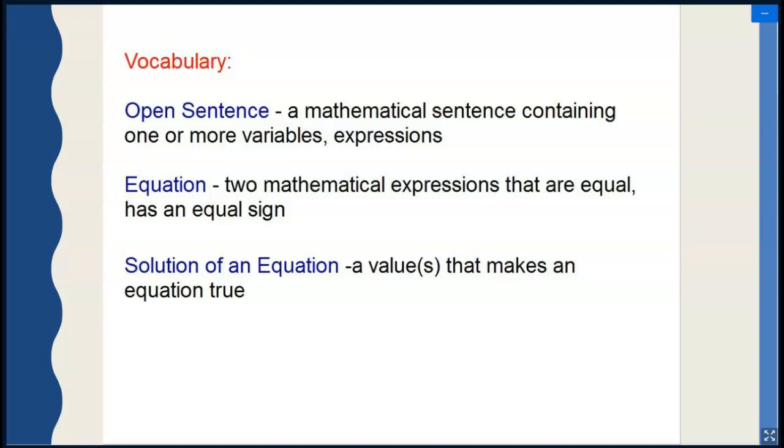So for today, we are looking at problems with equal signs, where in the past couple lessons, we have not had equal signs. We are also now going to find solutions. Solutions are something that make an equation true.